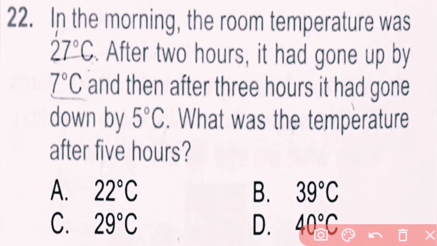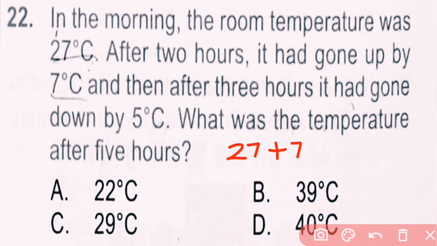Question number 22. In the morning, the room temperature was 27 degrees Celsius. After 2 hours, it had gone up by 7 degrees Celsius. And then after 3 hours, it had gone down by 5 degrees Celsius. What is the temperature after 5 hours? So the morning temperature was 27 degrees Celsius. And after 2 hours, it had gone up. Gone up means plus 7 degrees Celsius.